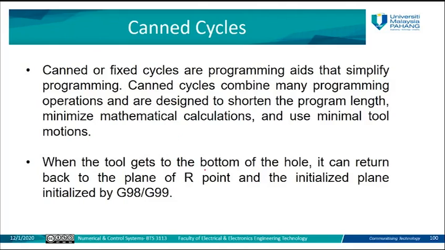So when the tool goes to the bottom of the hole, for example, in the case of drilling, it will return back to the R point plane, and the plane initialization is done by using G98 and G99. So G98 and G99 here will be used for the can cycles, and as we said, this is used for repetition. For example, the drill goes down to the workpiece, makes a hole with this specific depth and goes up again. It goes to the second coordinates, makes the same hole with the same depth and goes up again, and so on. So this will be repeated as cycles many times in one program.